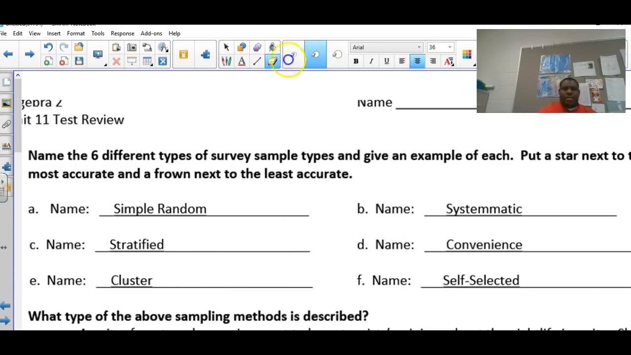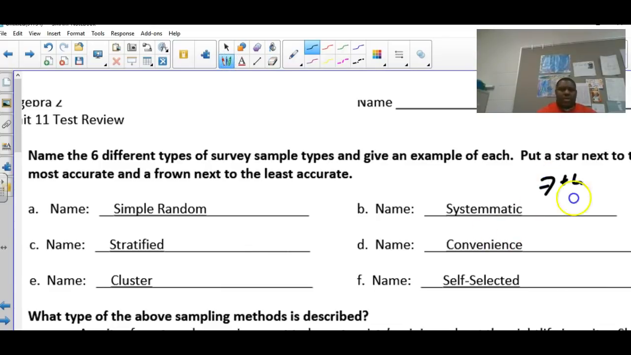Systematic is a system, like every 7th person that walks through the door. Convenience would be if every student in my classroom, just because they're here, or at a rally, they're easy to get to. So I can just give them the survey because they're here.